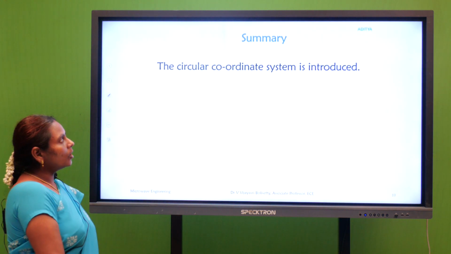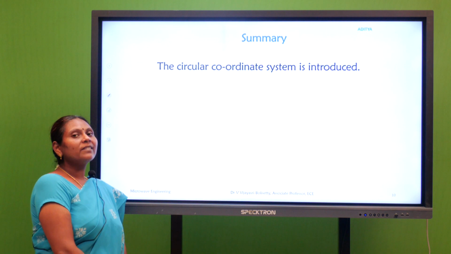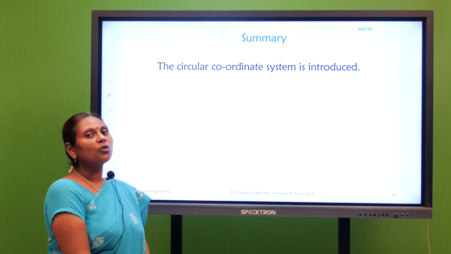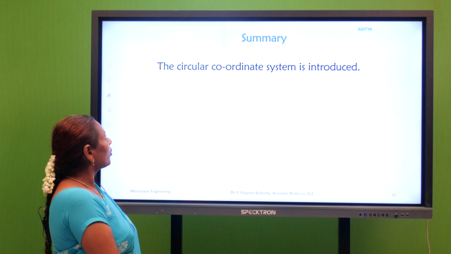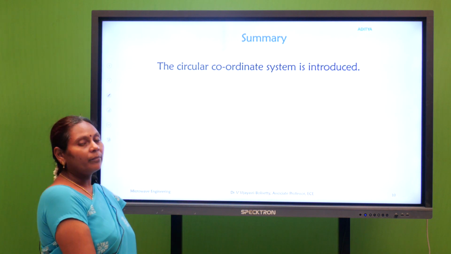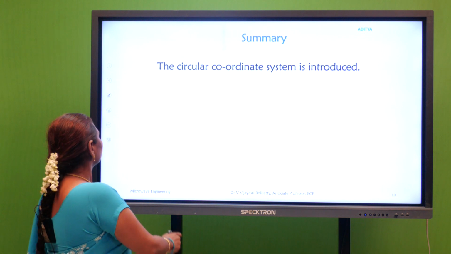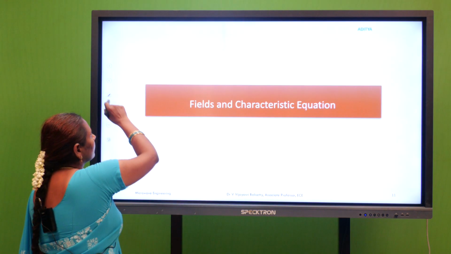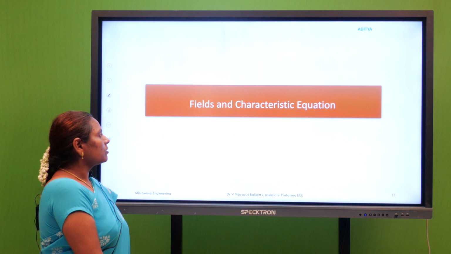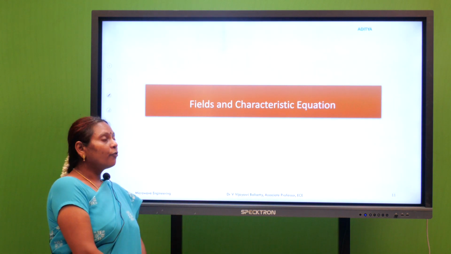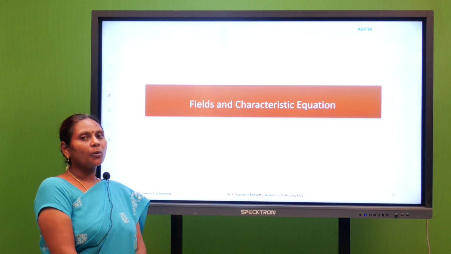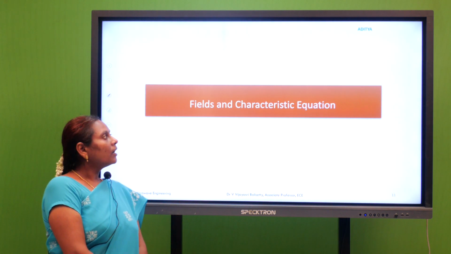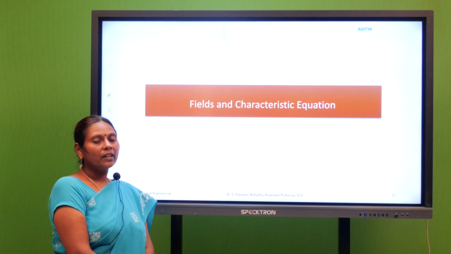Okay. So now you are able to distinguish the notational difference between the rectangular waveguide and the circular waveguide, and the circular coordinate system is introduced. Now let us also go through the fields, what are the different modes that are propagating in the circular waveguide, and the characteristic equation.